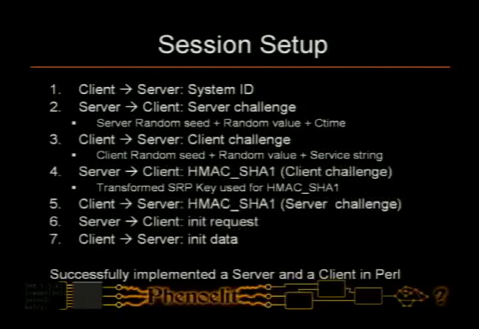When an enterprise server gets online and wants to talk to RIM, it goes ahead and, like the client, in this case the enterprise server, talks to the RIM server and sends a system ID, and gets a server challenge back, and then sets a client challenge over there, and it gets an HMAC SHA1 transformed SRP key, and that's basically the authentication.